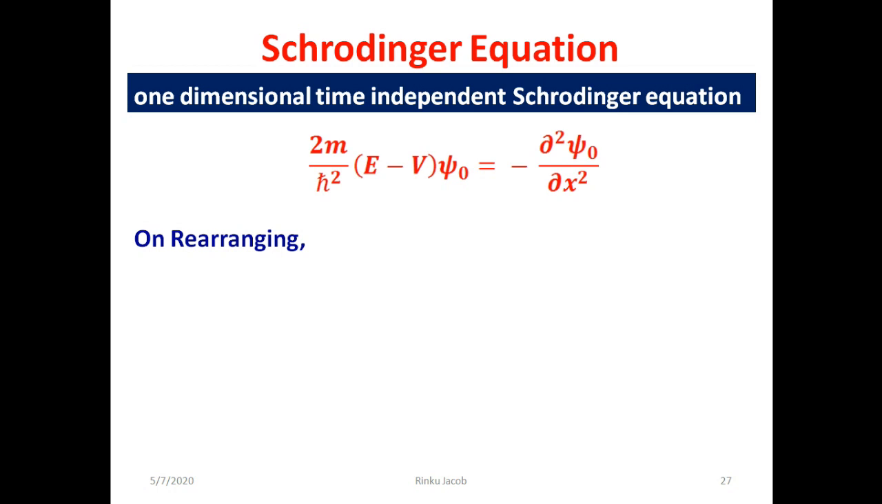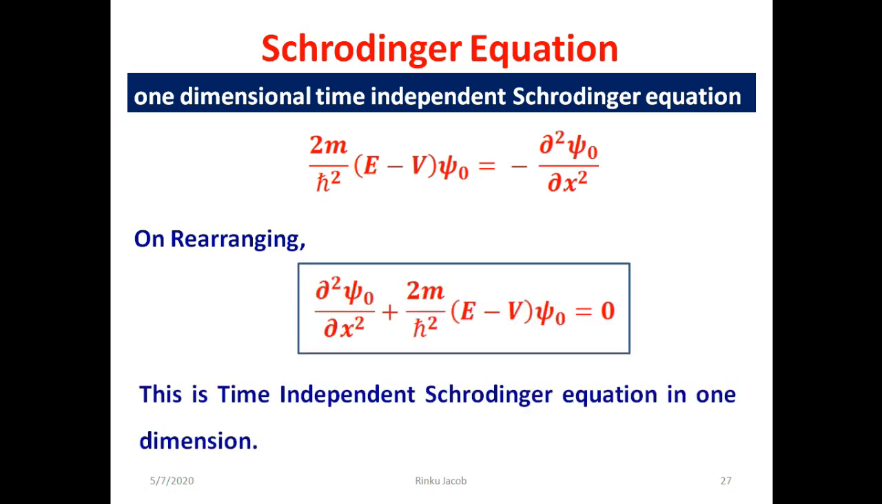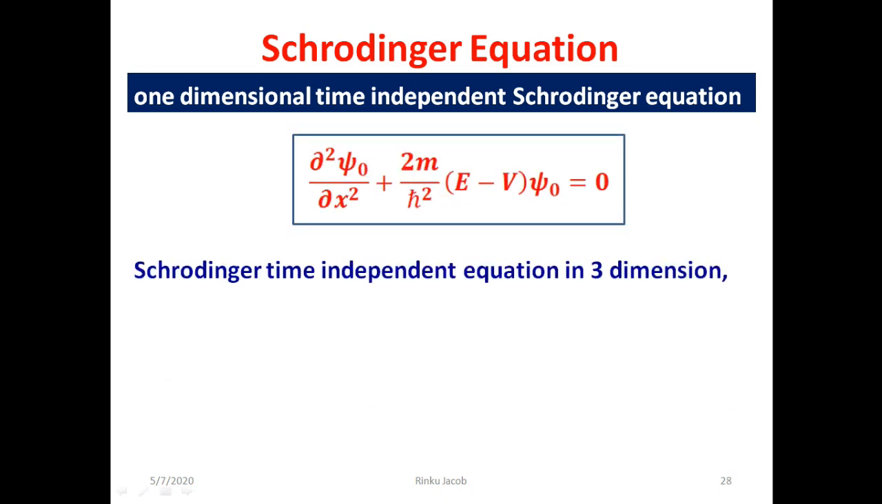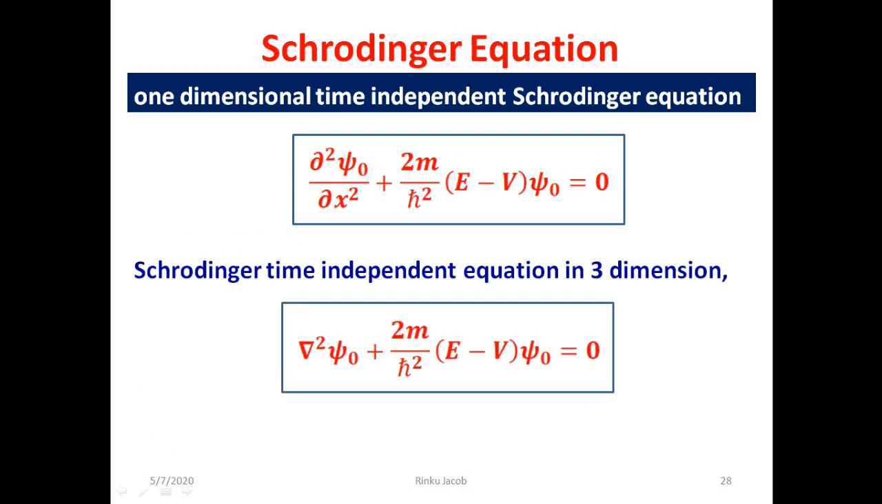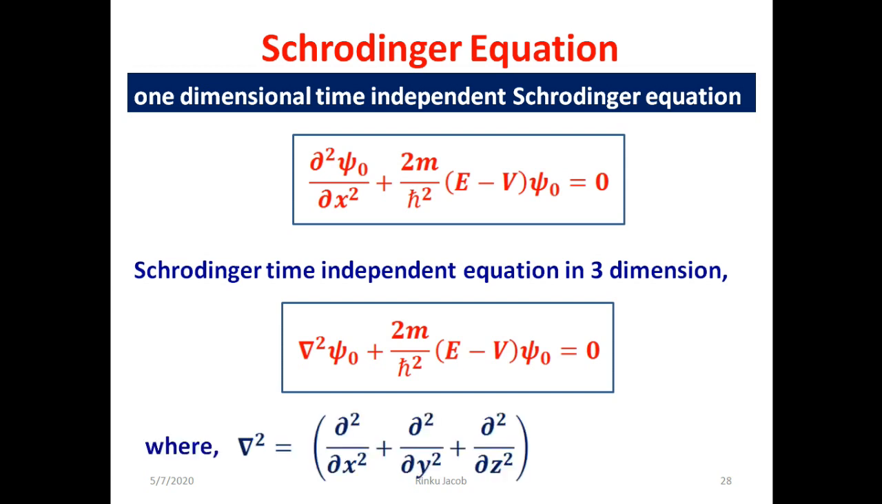Now on rearranging, that is taking all the terms to the LHS, we get ∂²ψ0/∂x² plus 2m/ħ² into (E minus V) ψ0 equal to 0. This is the time independent Schrodinger equation in one dimension. Now the Schrodinger time independent equation in 3 dimensions is given by ∇²ψ0 plus 2m/ħ² into (E minus V) ψ0 equal to 0, where ∇² equal to ∂²/∂x² plus ∂²/∂y² plus ∂²/∂z².